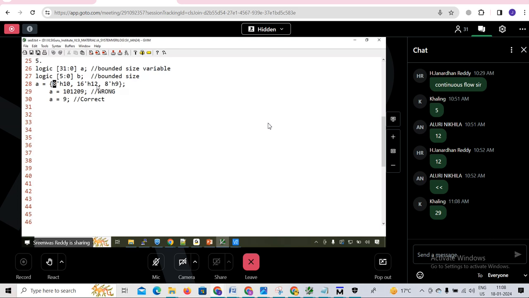Please write it in your notes. You write it. See, 16 means how many hexa characters are required. Like that. That is the hint. The hint I am giving you is, if it is 16, how many hexadecimal characters are required. Think like that. You will get the answer.